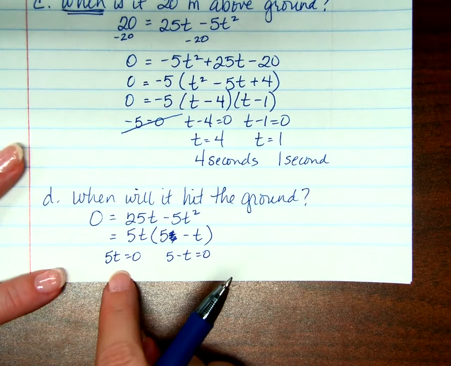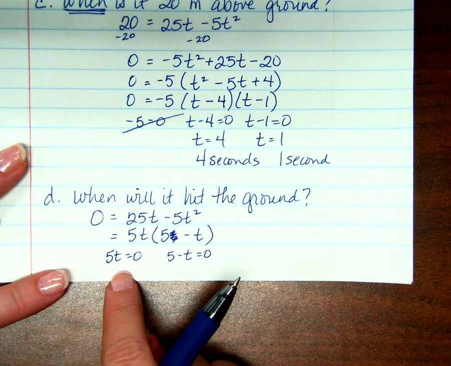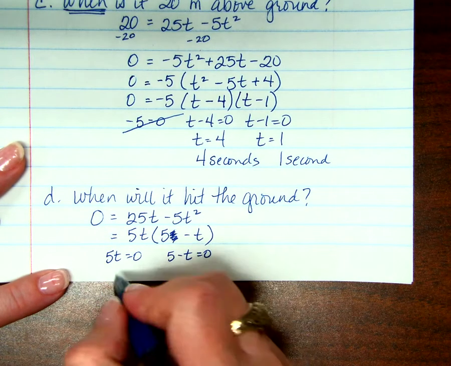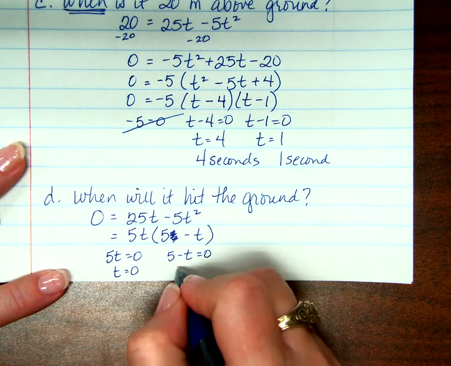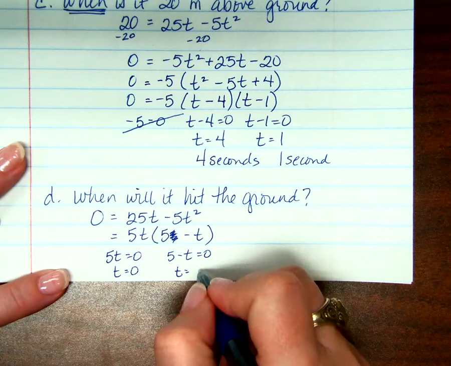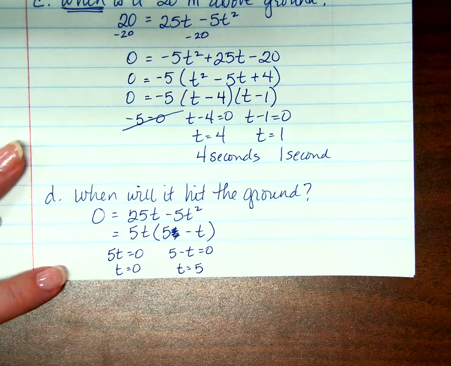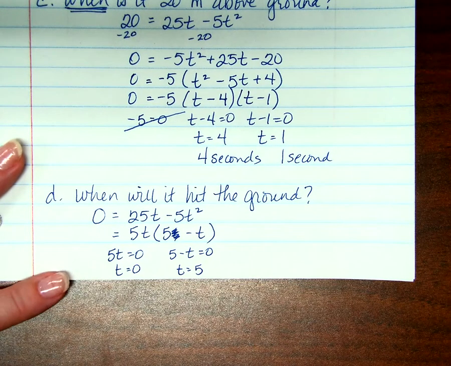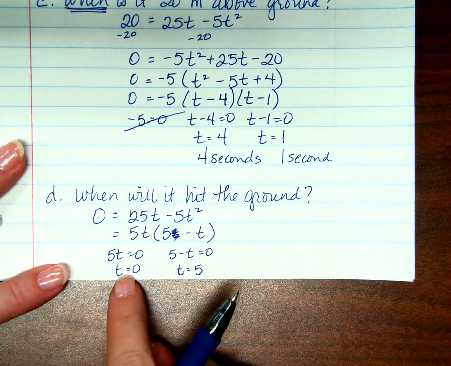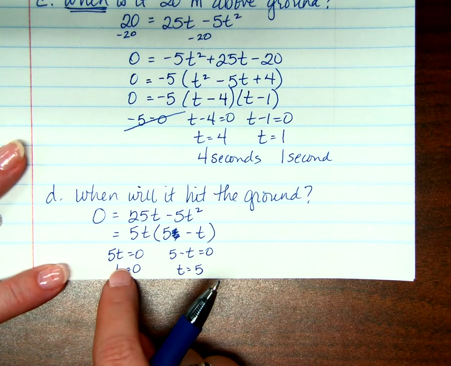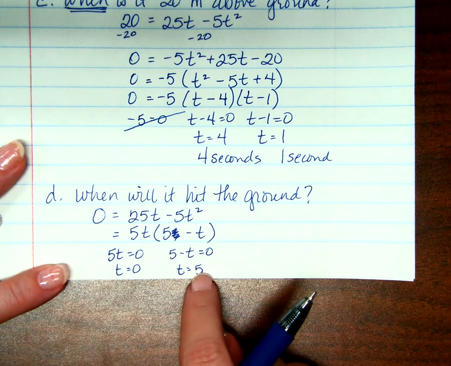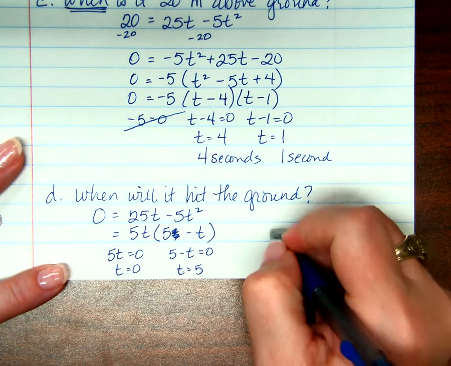What's t equal in this first one? 0. What's t equal in the second one? Just 5, right? Okay. So what's the answer? At 0 seconds and 5 seconds. No. Read the question. 5 seconds. Why isn't 0 an answer? Because the ball's already on the ground. That's when it started, right? That's where it started. That's when he kicked it. Okay? This is when it hits the ground. 5 seconds.